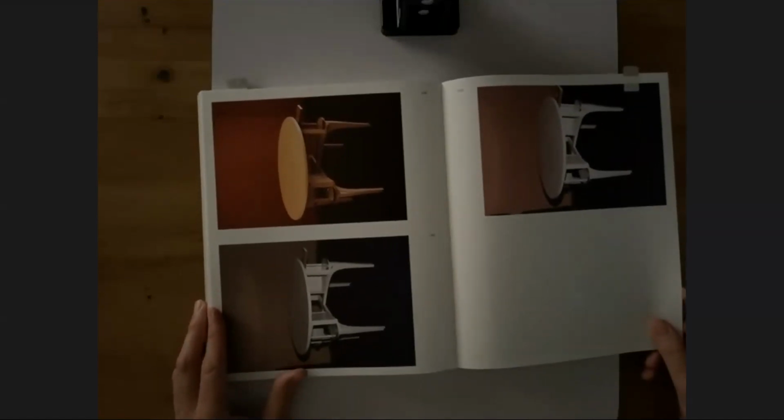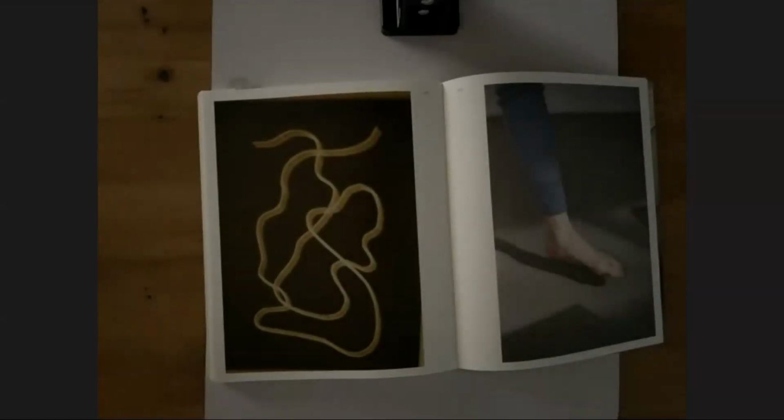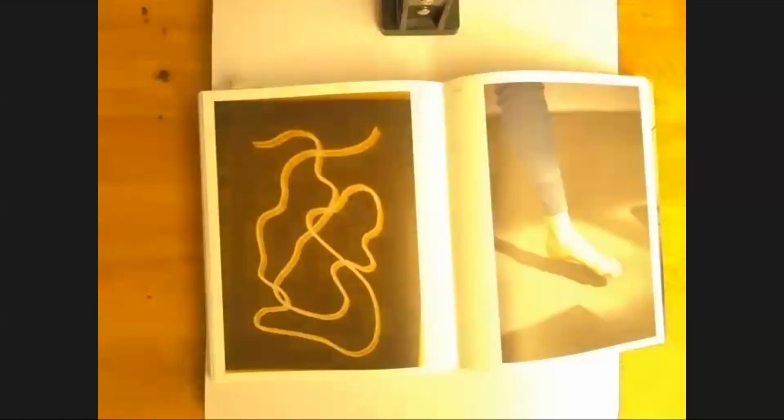Here I think it works pretty well. I get some light here. Wow.